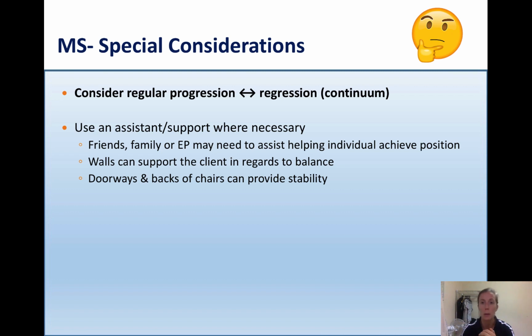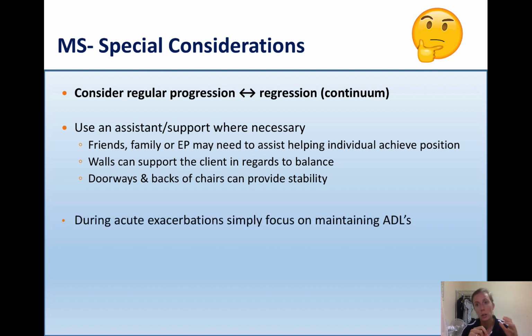But it's just something to be aware of with some of the more severe cases. Obviously, the use of walls, doorways, backs of chairs are going to be really smart for being able to just provide that stability and that support where needed as well. Where there is an exacerbation or a relapse, you really just want to be focusing on maintaining ADLs, and that's a win, okay? So if they're regressing and they're relapsing, just being able to help them maintain the ability to be independent and be able to do the ADLs is super important, okay?